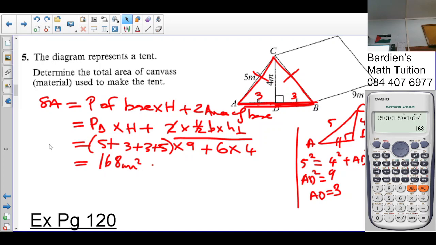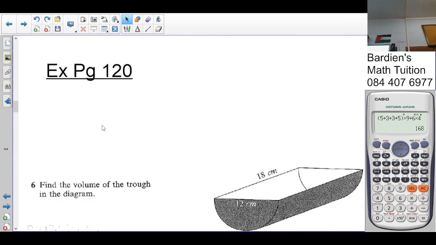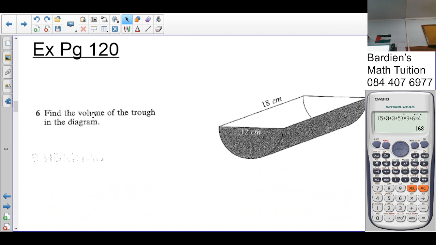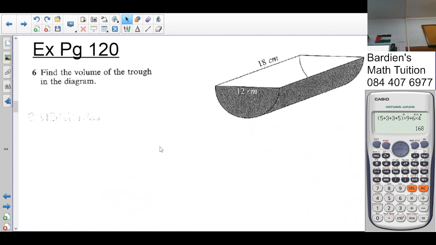Okay. That's number 5. Number 6. Find the volume of the trough. What is a trough? Basically it's for the animals, no? You throw water in or you throw feed in. Find the volume of the trough in the diagram.